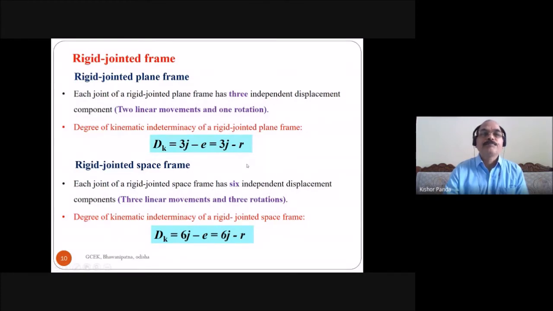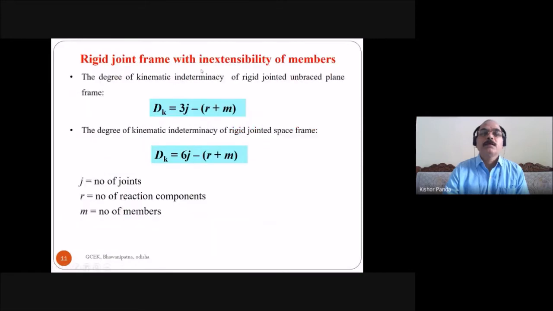Then, due to inextensibility of members, in that case you can find out the degree of kinematic indeterminacy. That is, for an unbraced plane frame, dk is equal to 3j minus r plus m. J is the number of joints, r is the number of external reaction components, and m is the number of members.